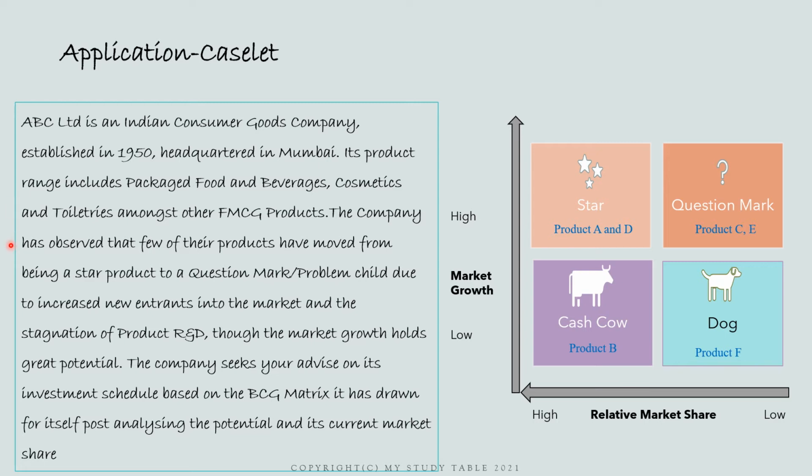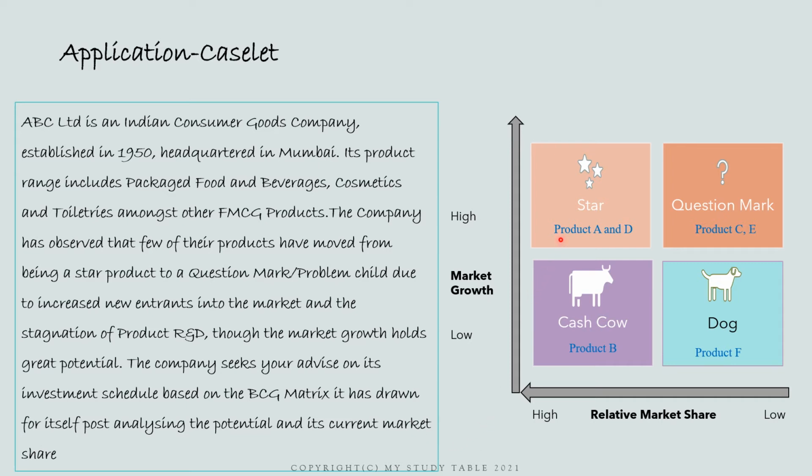The company has observed that few of their products have moved from being a star product to a problem child due to increased new entrants into the market and the stagnation of product R&D. Though the market growth holds great potential. The company seeks your advice on its investment schedule based on the BCG matrix it has drawn for itself post analyzing the potential and its current market share for all its products.